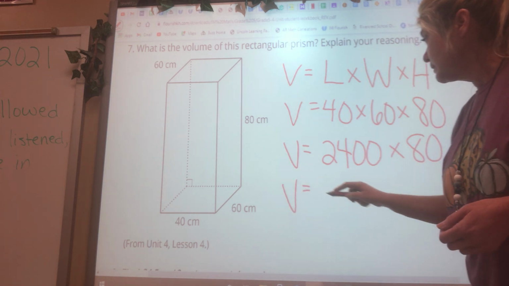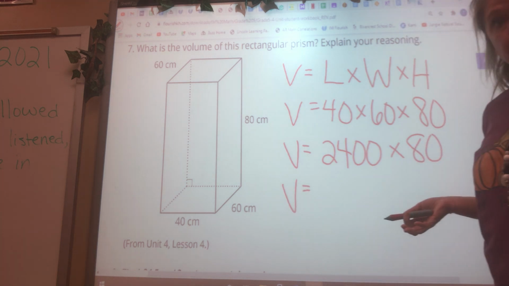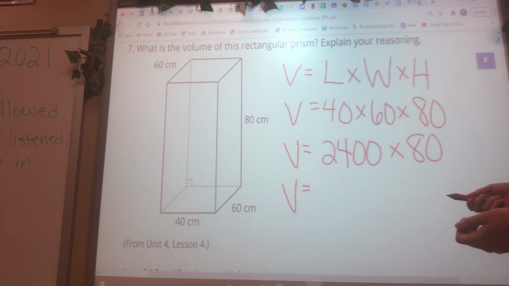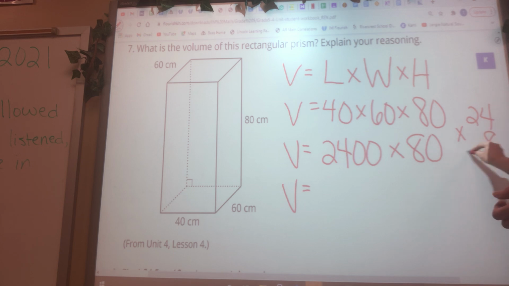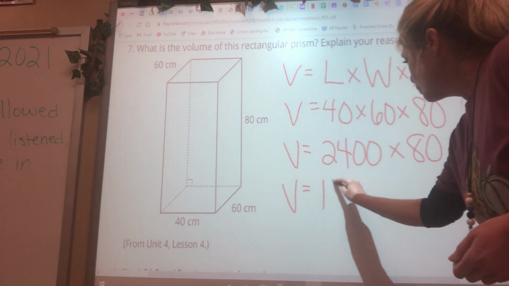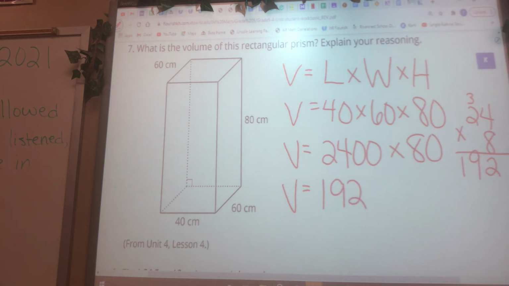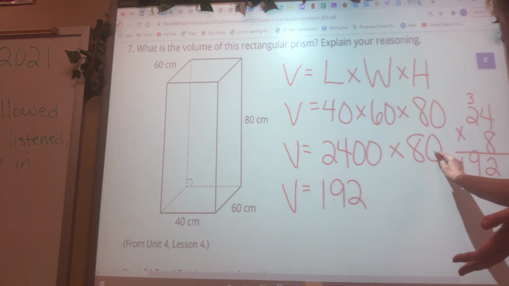And again, I can use quick multiples math. Multiply the whole number parts that I see. 24 times 8. You can go to the side to do that. 8 times 4 is 32. Carry your 3. 8 times 2 is 16, plus your 3 is 19. So 192. And then how many multiples of 10 were we dealing with? 1, 2, 3.